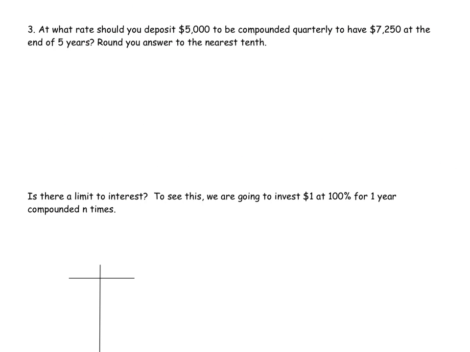Okay. On this side, starting with 3, I think 3 is the trickiest of the worksheet. So if I were you, I'd be putting a star next to that one. Make sure I'm studying that, putting that on my objective sheet.